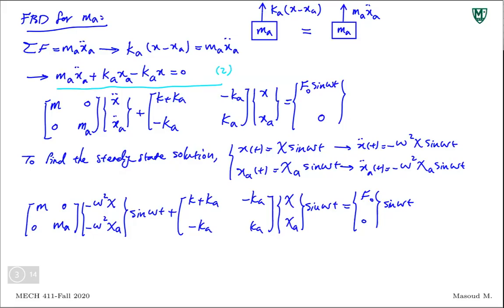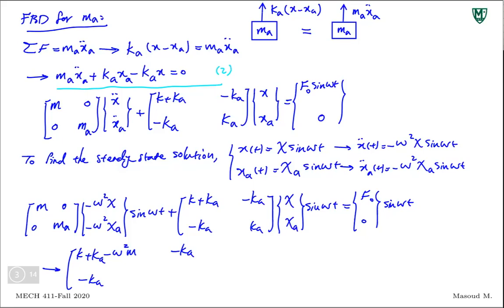All right, so let's rewrite this in a better form. I'm going to write it as k plus ka minus omega squared m, then minus ka, minus ka. I'm just putting those matrices together, doing the summation and factoring sine omega t out. To sum two matrices, you just sum their elements.